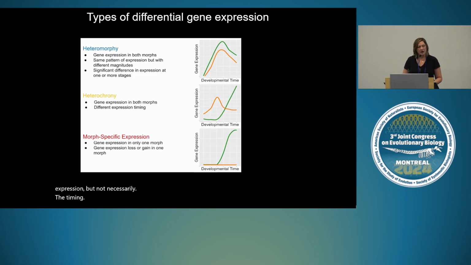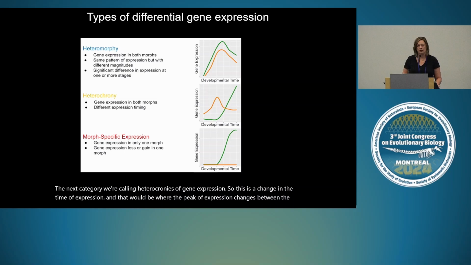The next category we're calling heterochronies of gene expression. So this is a change in the time of expression, and that would be where the peak of expression changes between the planktotrophic and lecithotrophic morph. We have a bunch of statistical analyses we go into as to how to quantify those heterochronies and how big those heterochronies are, but I don't have time to get into that today. And then we have a third category that we're calling morph-specific expression. So these are genes that are only ever expressed in one of the 2 morphs at any point in development. So only expressed in planktotrophs or only expressed in lecithotrophs.